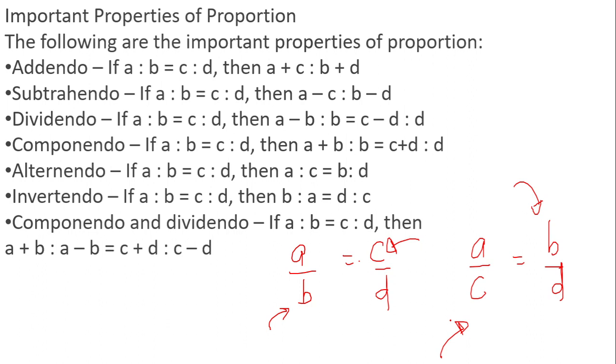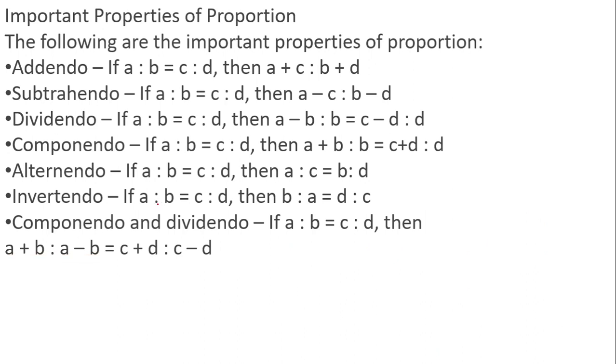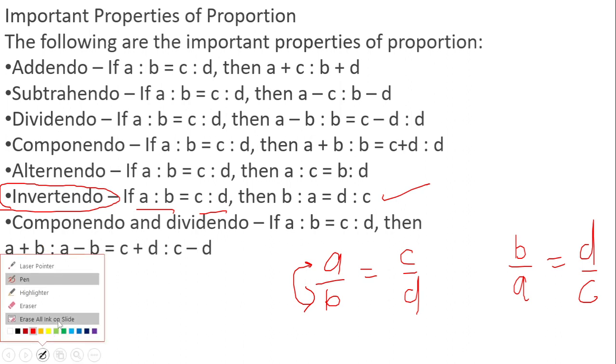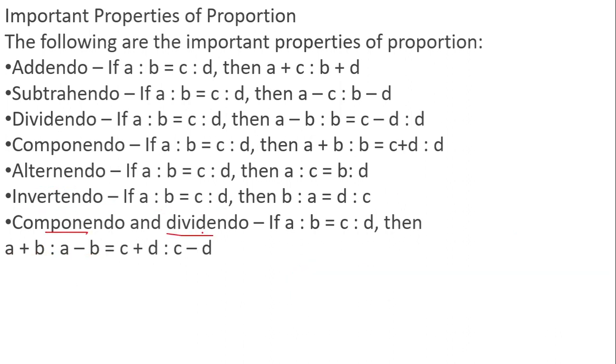Alternando. Okay, alternando is done. Now moving on to invertendo. Invertendo, what does it say? Inversion. It means, if we have two ratios, a upon b is equal to c upon d, here we are actually inverting the values. The numerator will become denominator, and the denominator will become numerator, that is b upon a is equal to d upon c. This is called the property of invertendo, where we are actually inverting the values.